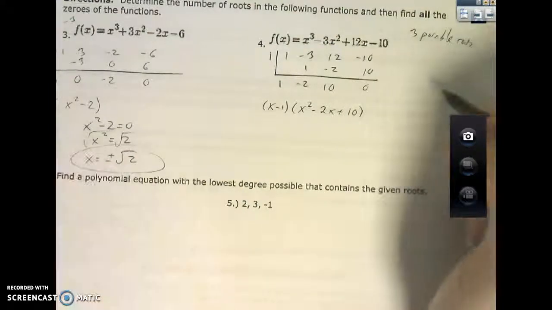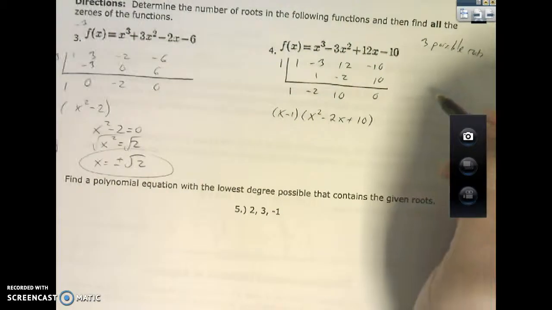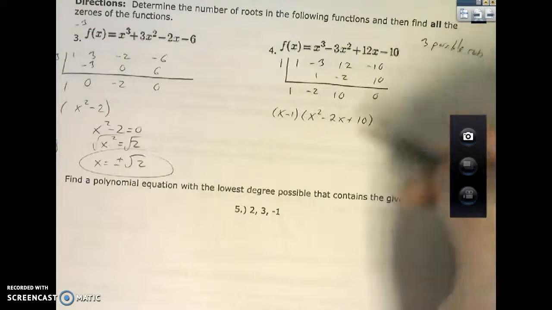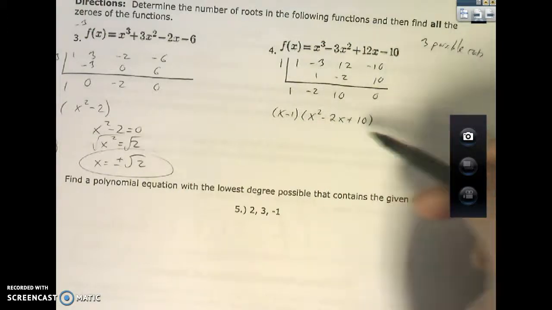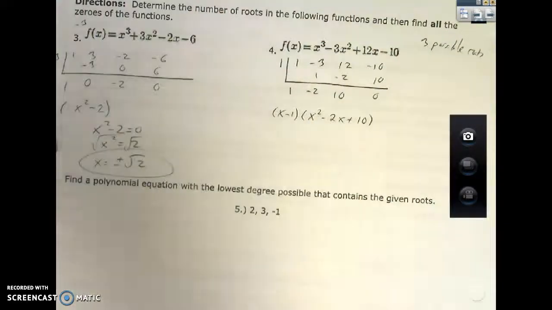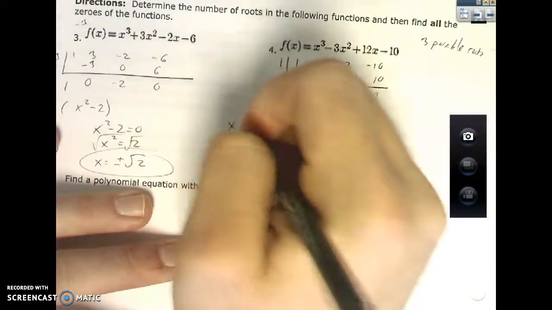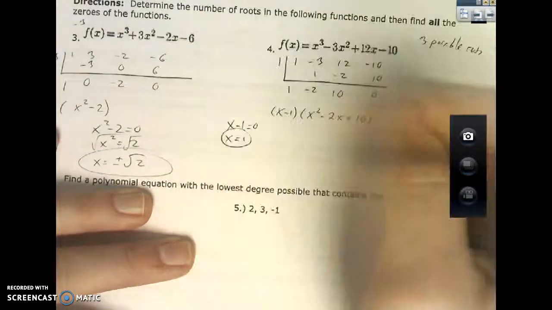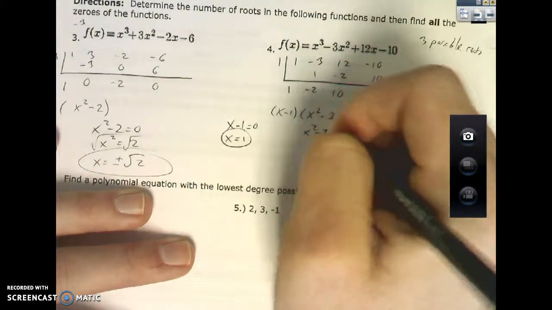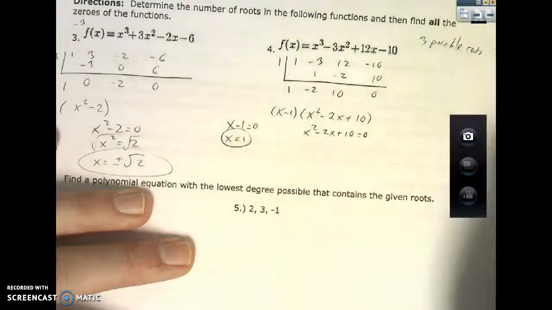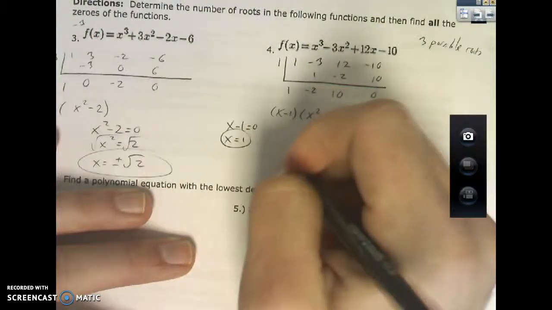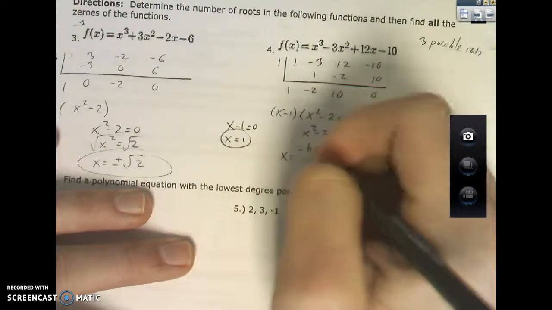Now, for this particular problem, try as hard as you might, you're not going to find anything here that's going to factor. There are no numbers that multiply to give you 10 but add to negative 2. So the first one's easy. But here, if I set this equal to 0, I have to use good old quadratic formula.